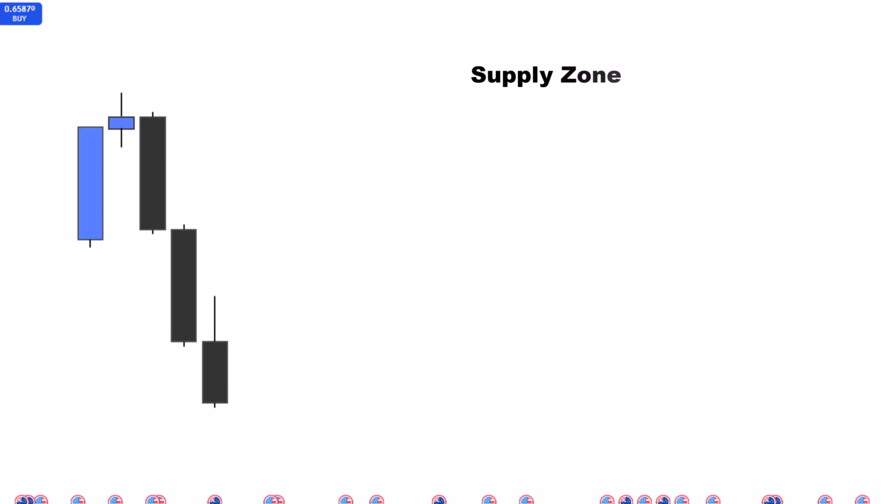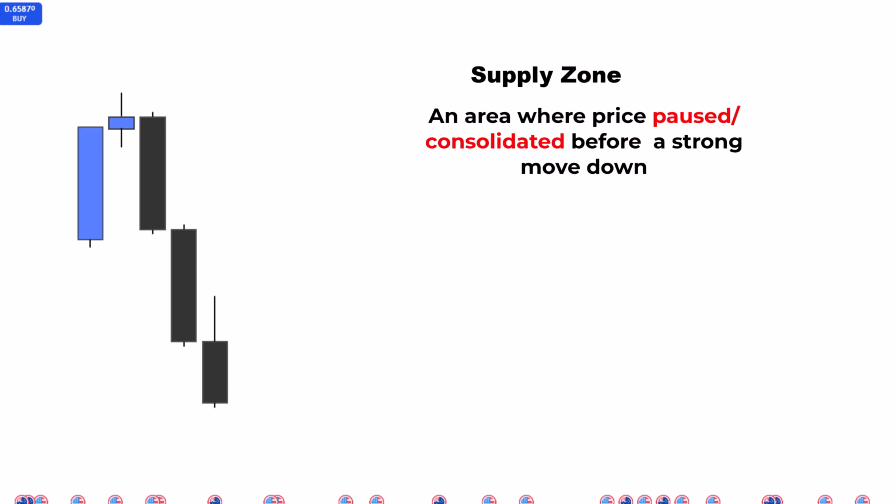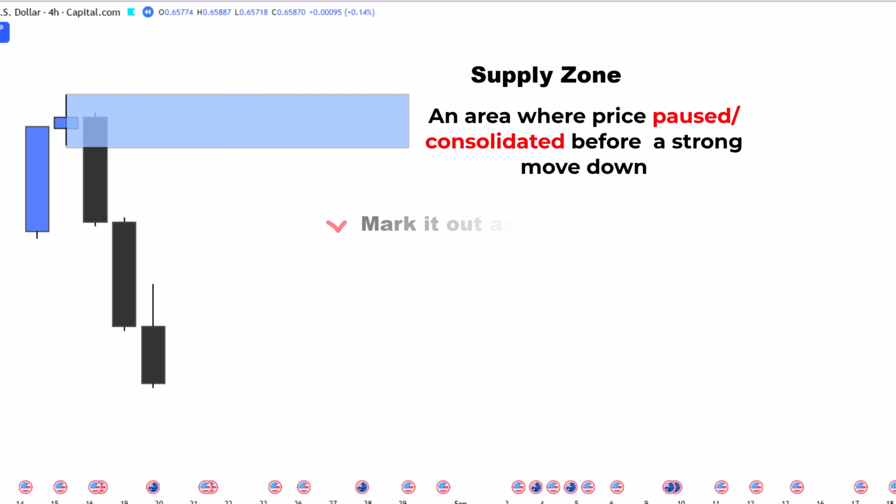Now, supply is just the opposite. A supply zone is an area where price paused before making a strong move to the downside. So instead of price exploding up, it drops hard from that level. Again, we draw it as a box, and again, I keep it simple by using the last candle before the impulse away. That is the easiest and cleanest way to mark it.